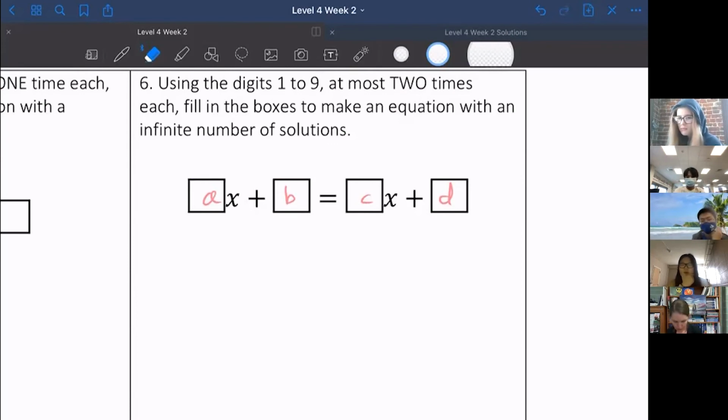And you don't have to think too hard about this one. All you would really need to do to make sure it's an infinite number of solutions is to make sure that the two sides are identical. That's what it means. So like Andrew said, you can use at most 2 times each number.